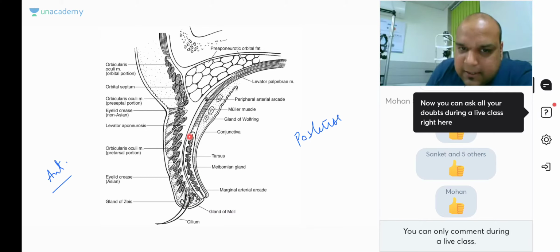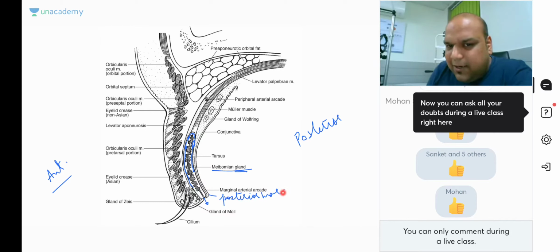If you see this area that I am coloring blue, everybody, this is called your tarsal plate. Within the tarsal plate is present which gland, everybody? Meibomian gland. So where is the Meibomian gland opening? Here, everybody. This is what? Posterior margin. Yes. So do you understand where the Meibomian gland opens?